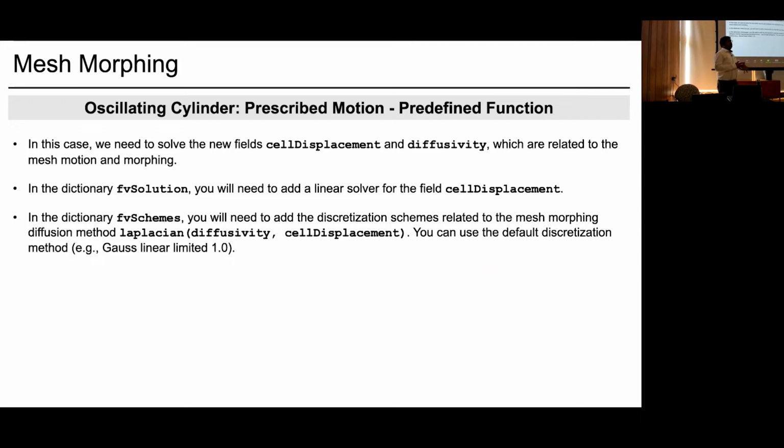So what will be the changes in the numerics in this case? We are basically incorporating two things: one is cell displacement and the other is the diffusivity. In the solution setup of the solver, we have to solve for another variable, which is cell displacement. And also in the FV schemes, we have to solve a Laplacian function, which is a function of diffusivity and the cell displacement. These are the changes required from the numerics point of view.